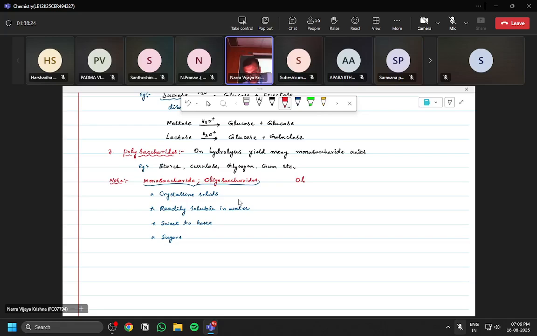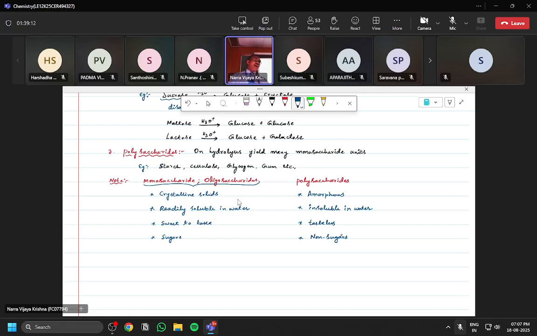Sorry, not oligosaccharides. Polysaccharides. They are also sugars only, but we don't call them sugars. Reason, they are not sweet in taste, right? So they are amorphous, powdered form, insoluble in water, tasteless. And hence we call them non-sugars, right?